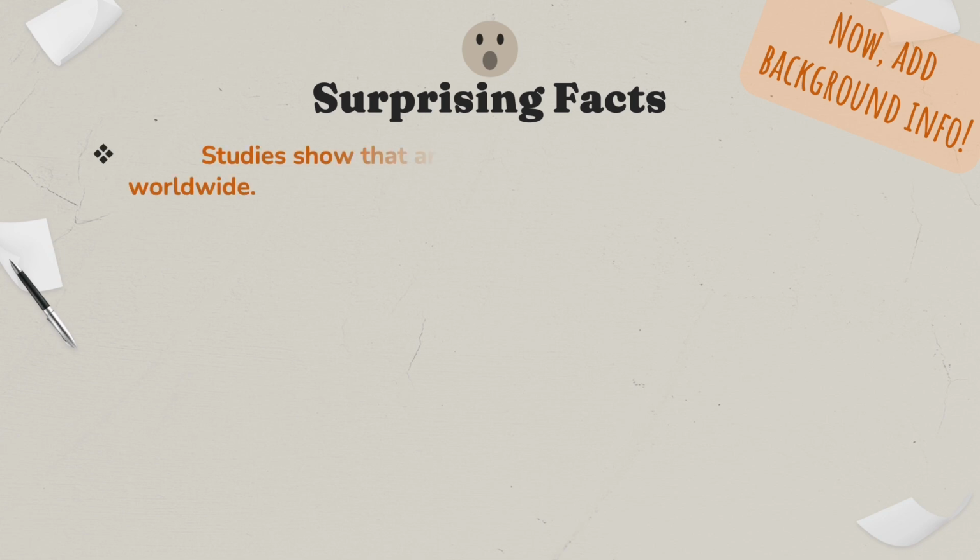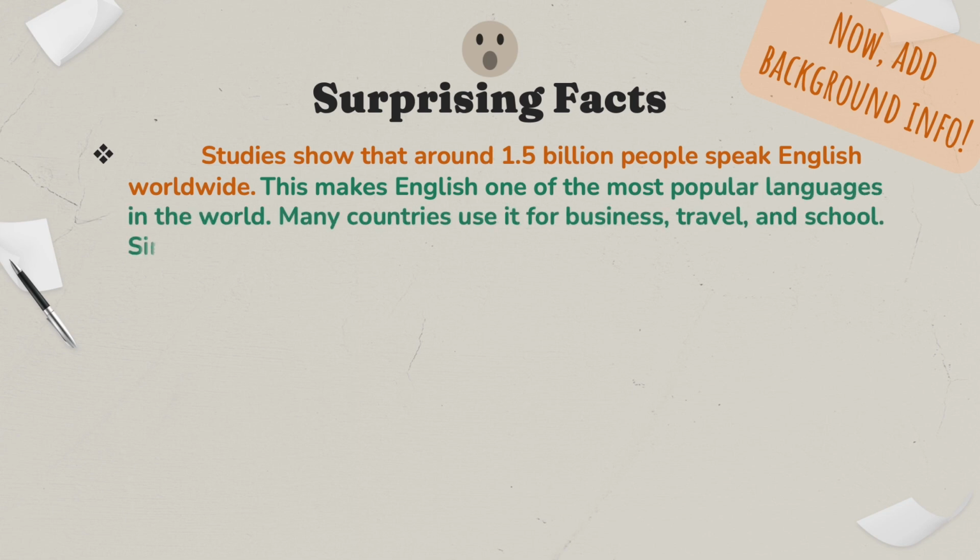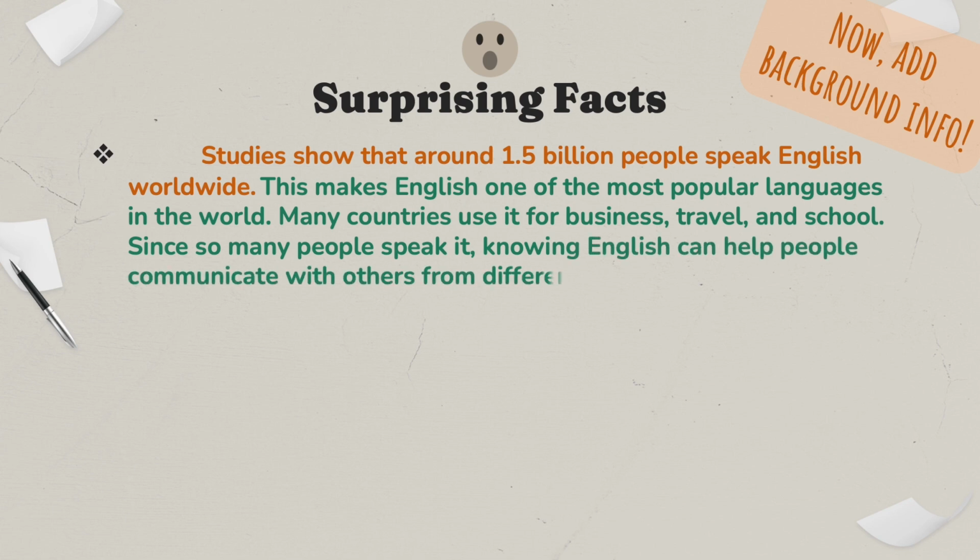Our second surprising fact says, studies show that around 1.5 billion people speak English worldwide. This makes English one of the most popular languages in the world. Many countries use it for business, travel, and school. Since so many people speak it, knowing English can help people communicate with others from different countries.